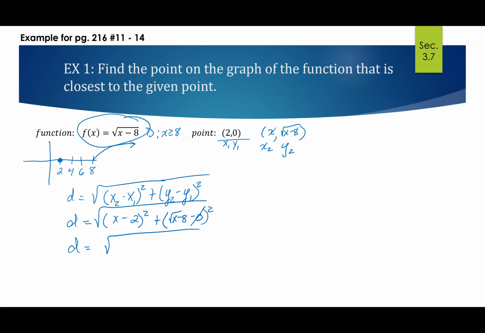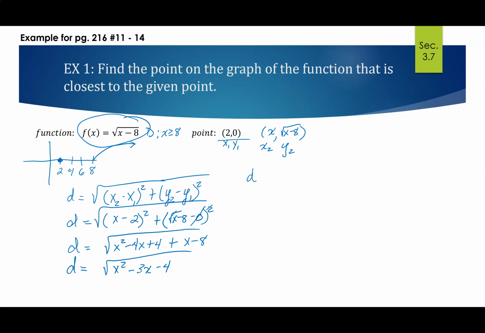(x minus 2) squared, if we FOIL it, we know x times x, x squared, negative 2 times x, and then negative 2 times x, that's negative 4x, and negative 2 times negative 2, positive 4, plus the square root of x minus 8 quantity squared makes the radical disappear. And so I get x minus 8. Simplifying that, I have x squared minus 3x minus 4 by combining like terms.